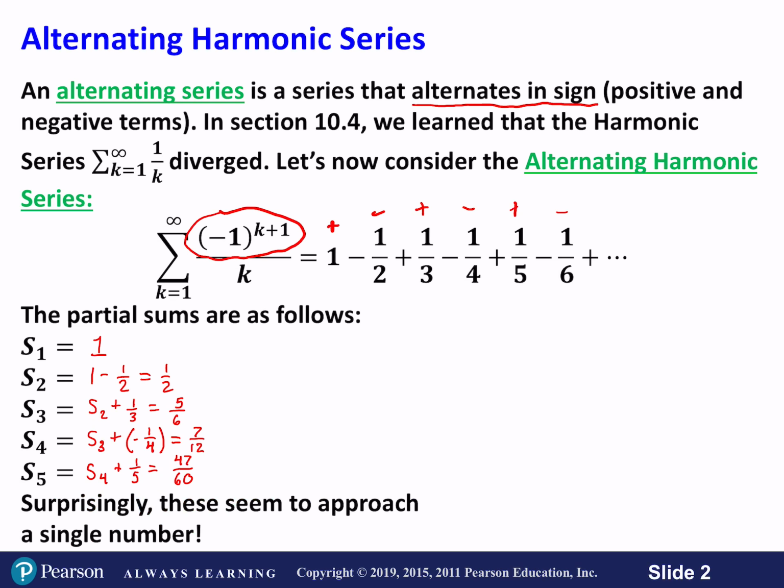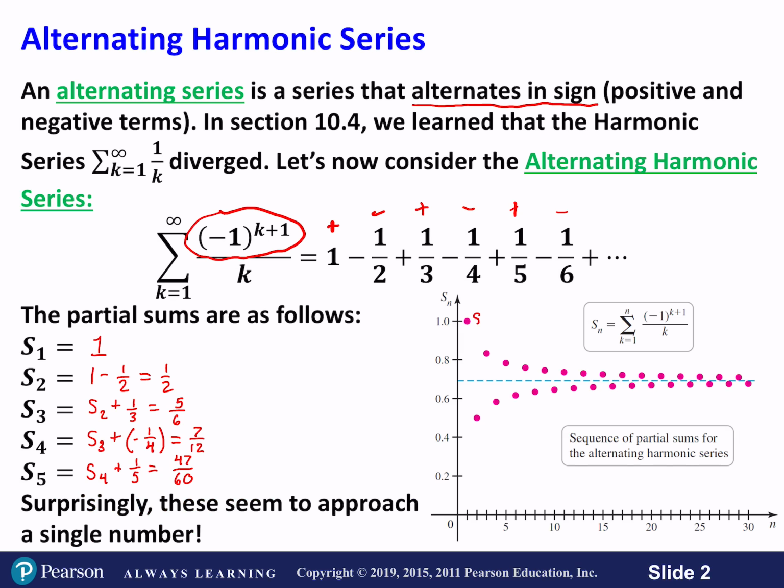So some graphical evidence is over here on the right. We start off with the partial sum S1 being right here. Here's S2. This is S3. And then S4, S5, etc. And you'll notice they get closer and closer to this number here, which is just less than 0.7, so maybe like 0.695 or something. Don't know exactly what that is, but just kind of a guess.